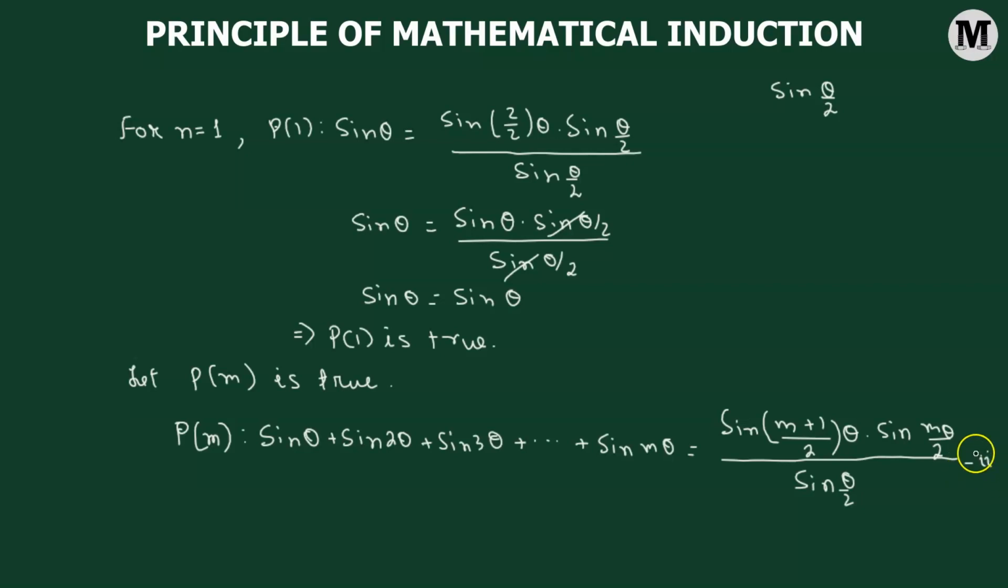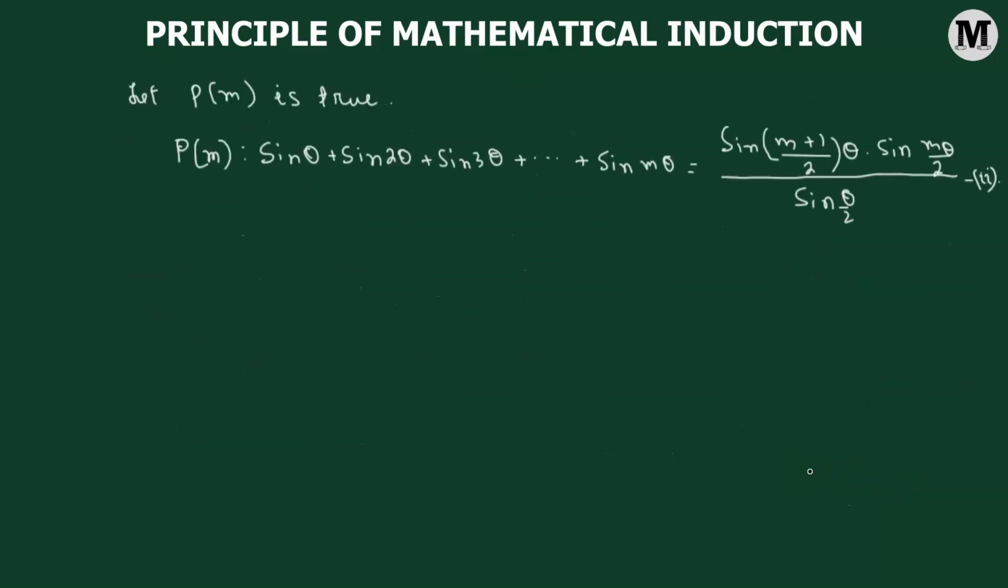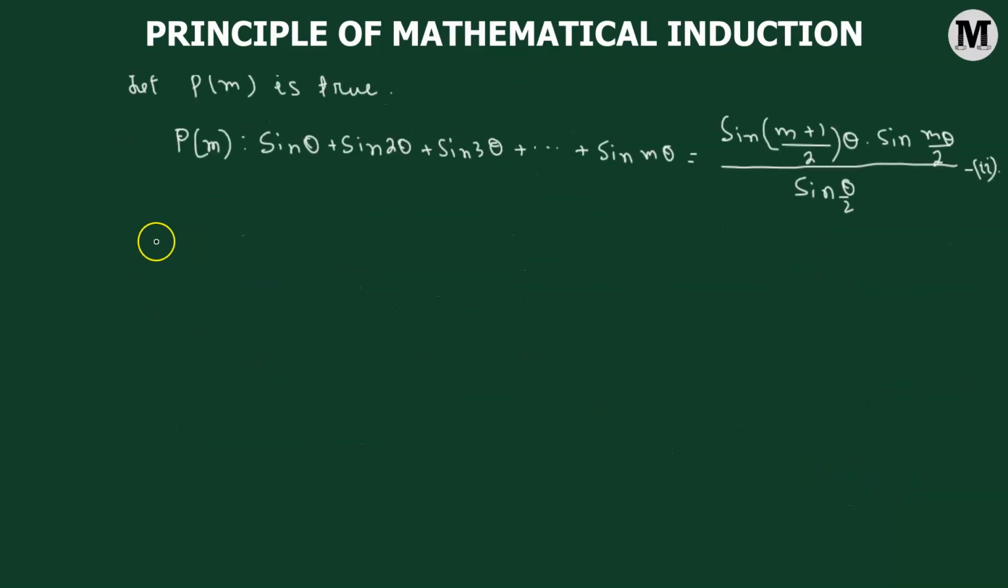We're assuming that this is a true statement, and using it, our goal will be to show that the statement P of m plus 1 is true. Now, what is m plus 1 here? M plus 1 is the natural number that is consecutive to m. So we have to show that P of m plus 1 is also true.